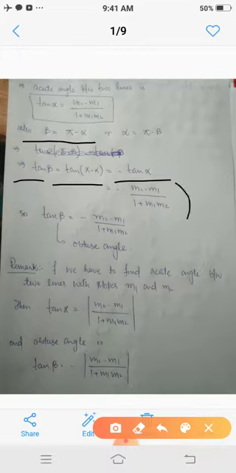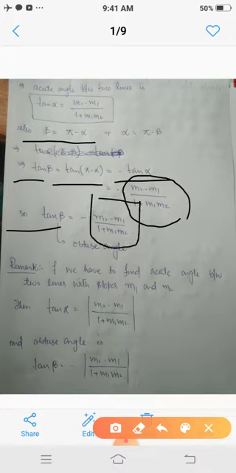where alpha is the acute angle, it is m2 minus m1 upon 1 plus m1 m2. Hence tan of beta equals minus times m2 minus m1 upon 1 plus m1 m2. Here this is an obtuse angle, and you know that an obtuse angle means an angle in the second quadrant, and in the second quadrant tan theta is negative, which implies that this is negative and is the obtuse angle.